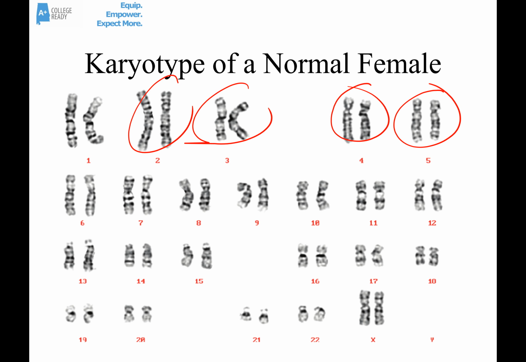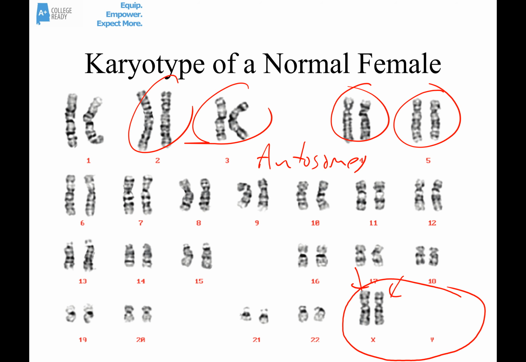Pairs 1 through 22 are the autosomes, the normal non-sex chromosomes. Pair 23, those are the sex chromosomes. And notice that the female has 2 X's, 2 identical ones. No Y's. So that's a normal female.